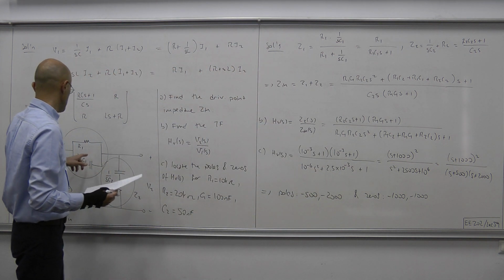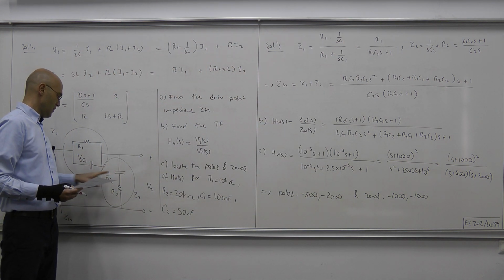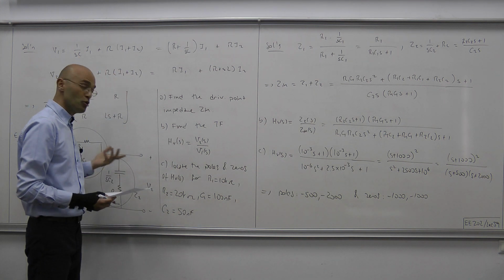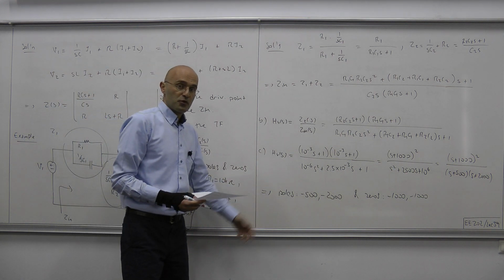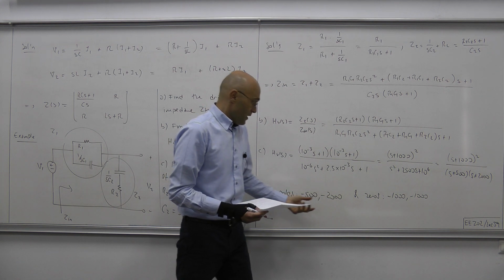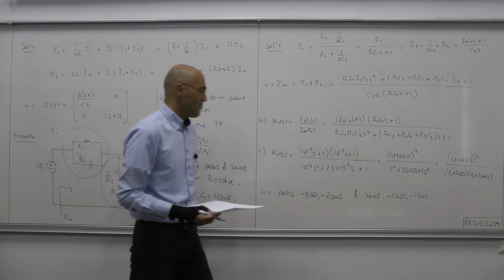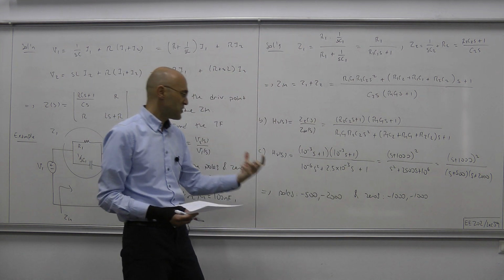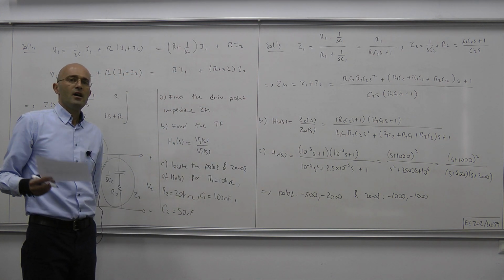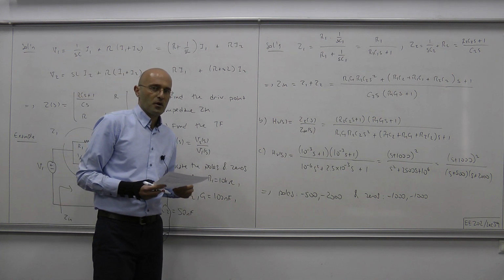Okay? Now, since we have two dynamic components here, two capacitors, the order of the circuit is 2, and the order of the transfer function is also 2. That is, we have two poles, minus 500 and minus 2000. Therefore, these two real numbers, minus 500 and minus 2000, are the natural frequencies of our circuit.